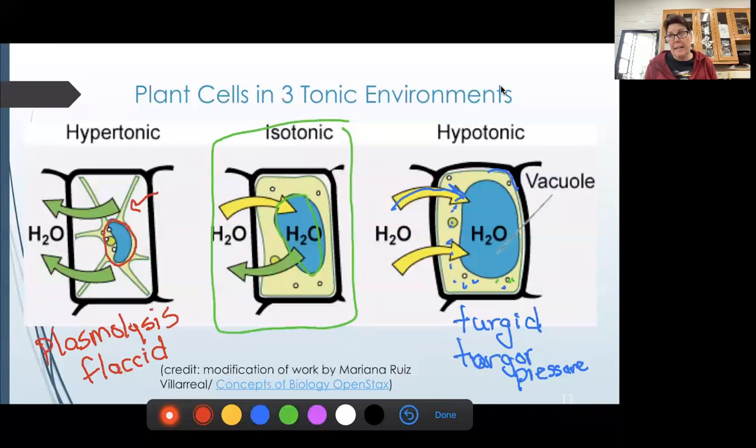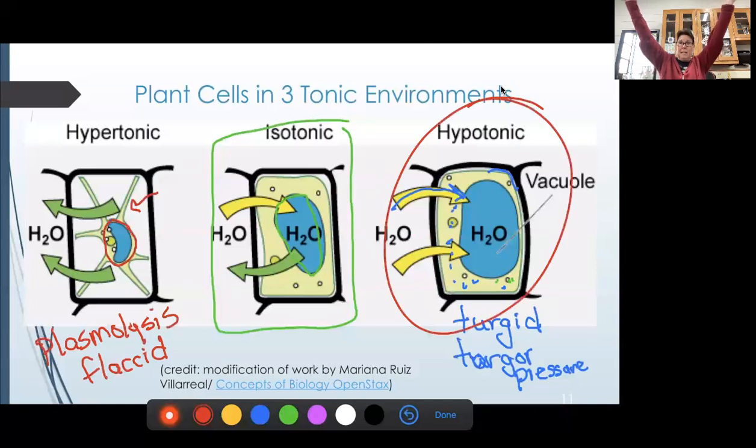You know, your plants need to be watered. I'm looking at my plants now and they're a little wilty. They need water. All right. So ideally we want this situation for plants because that helps them to stay nice and firm.